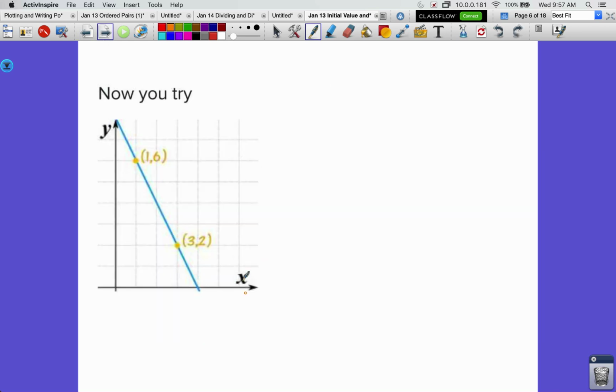All right, now you try. Add this one to your notes. Tell me what the slope is. All right, so here we go down 1, 2, 3, 4. So down 4, we run 1, 2. Rise over run is -4 over 2 equals -2 when simplified.